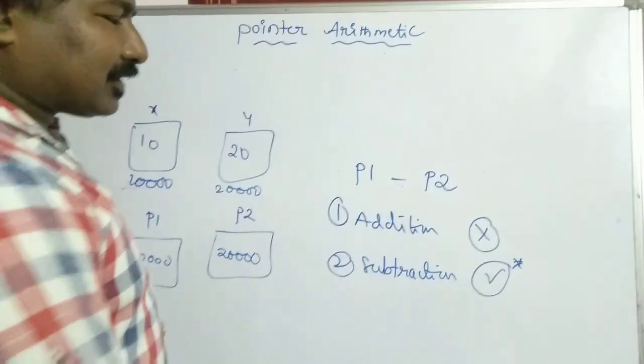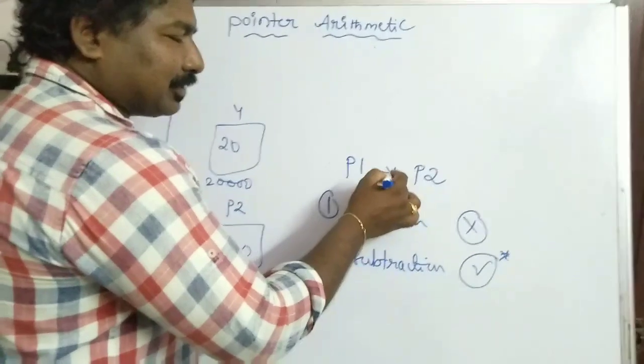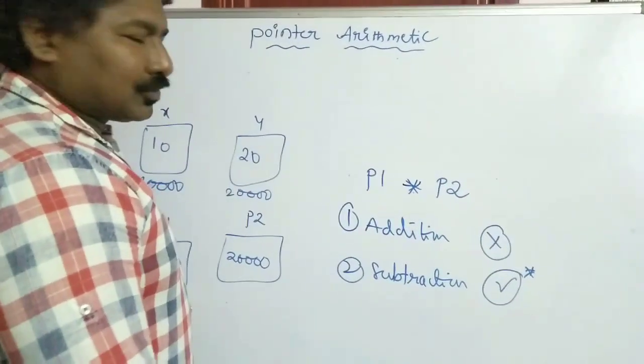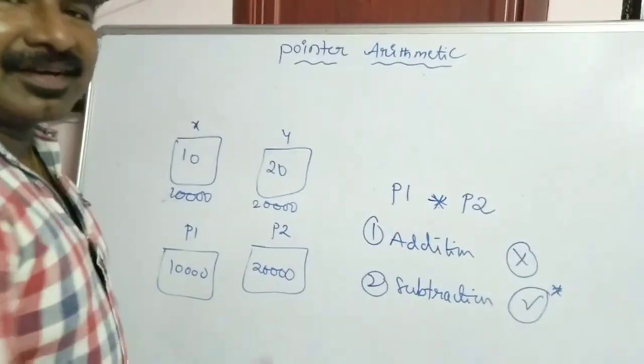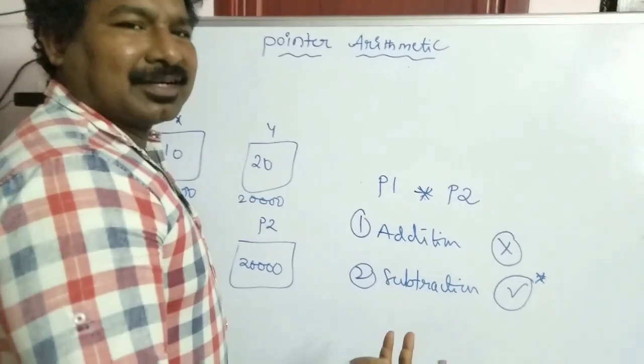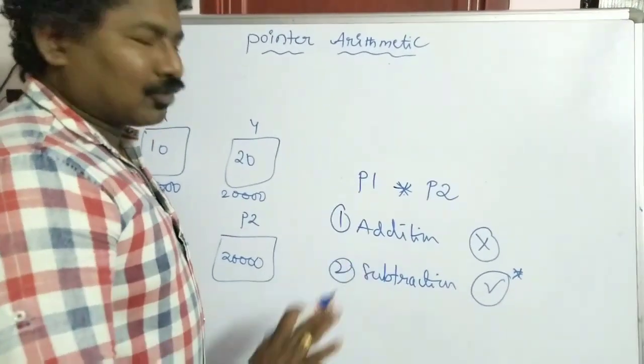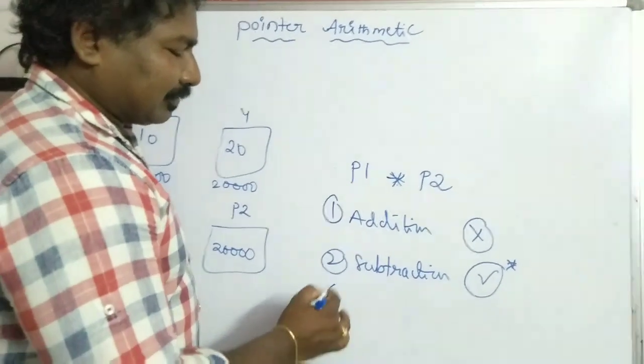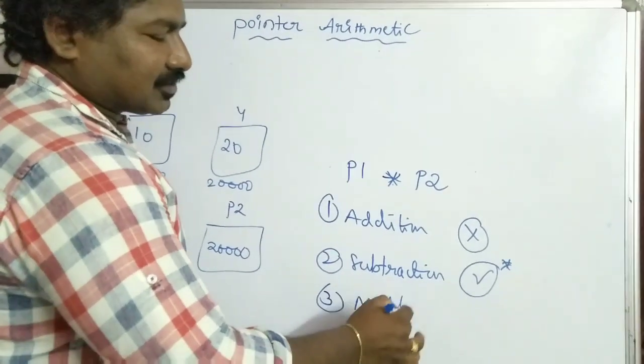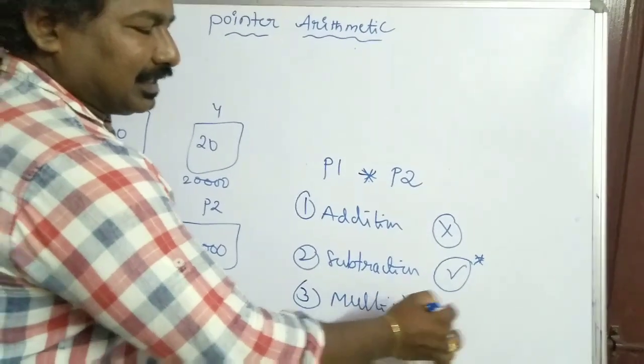And coming to the third operation, can I multiply my two pointers? When you are multiplying one address with another address, what will you get? We don't know what that value is, which does not have any significance to my concept. So third one, multiplication. This is also invalid.